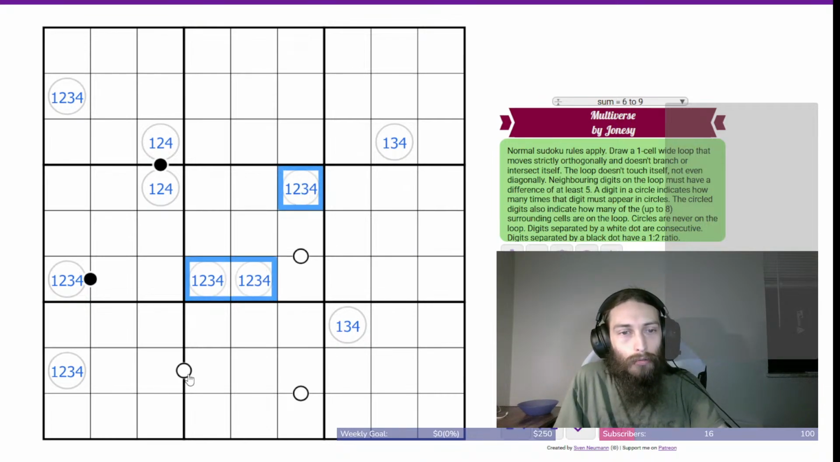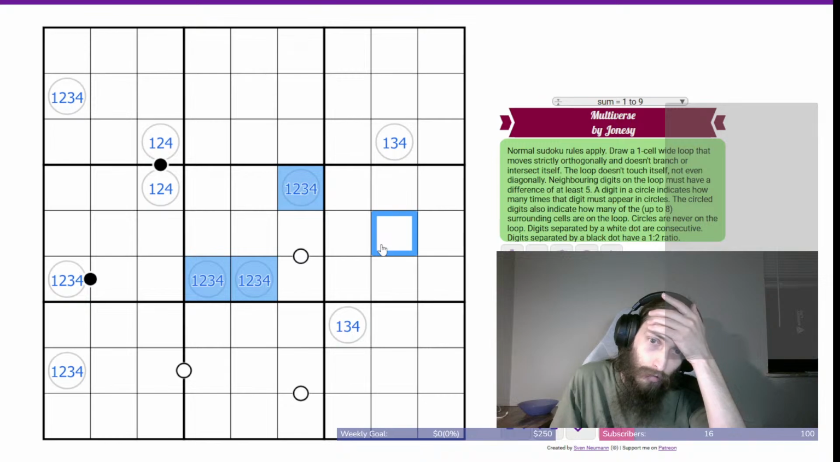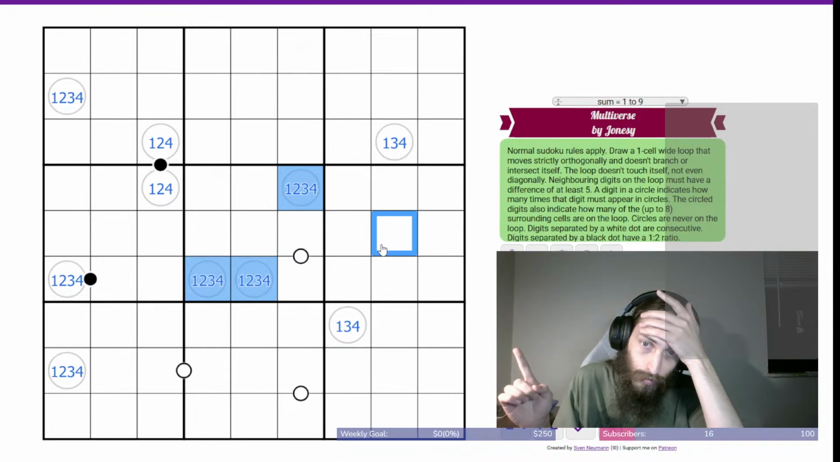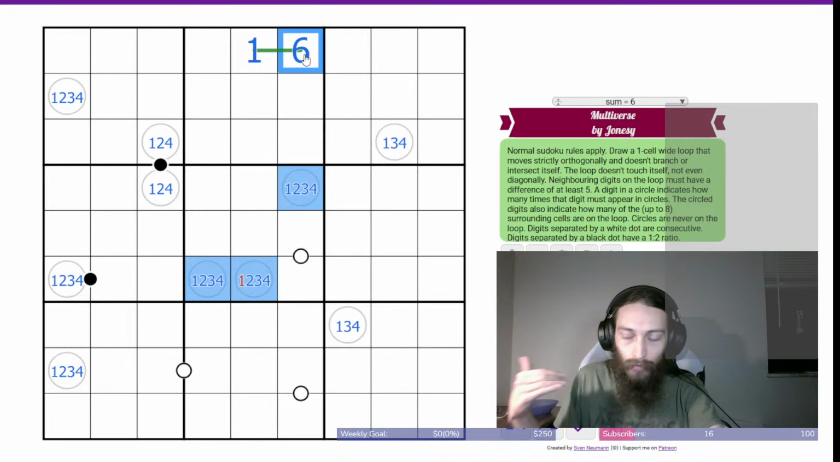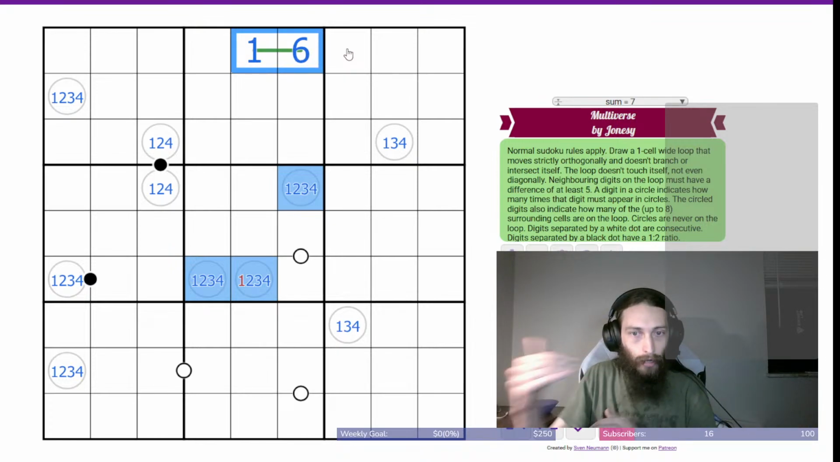I guess one thing we know is that these are 3 low digits, and the neighboring digits on the loop must have a difference of 5. So let's say these 2 digits were on the loop. Then if this was a 3, or excuse me, let's make this a 1. A difference of at least 5 makes it a 6 at minimum. And so you're going to have to alternate high-low.